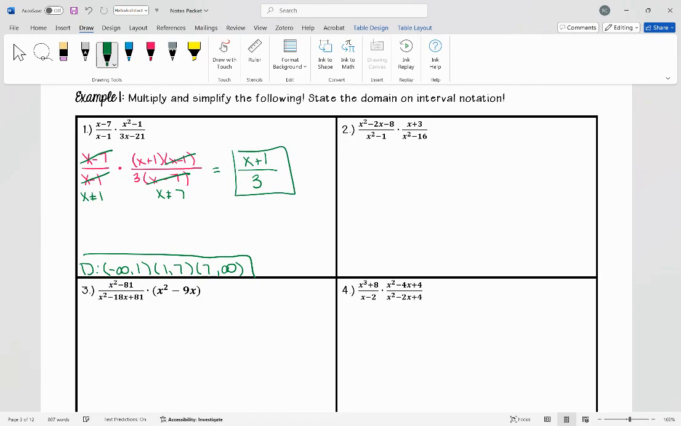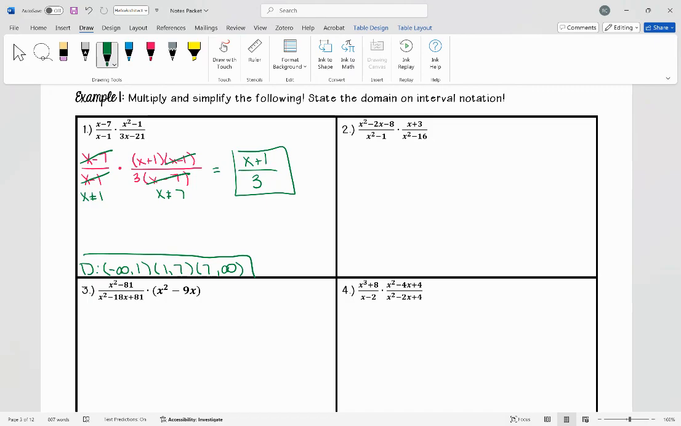Now, we have to be really careful. That 3 doesn't affect our domain at all. There's no variable with it. It's just a number. Anytime that happens, when you have a GCF of just a number, that's not going to affect your domain at all. And those are your two final answers.